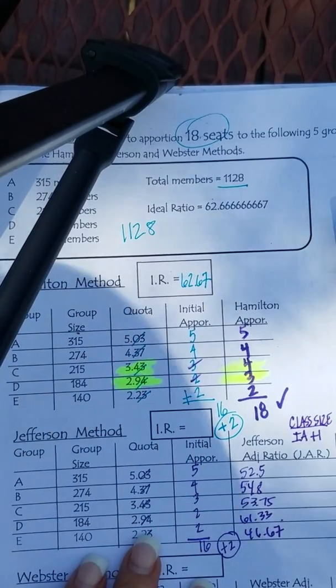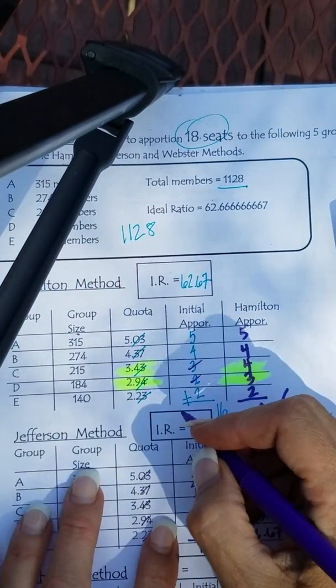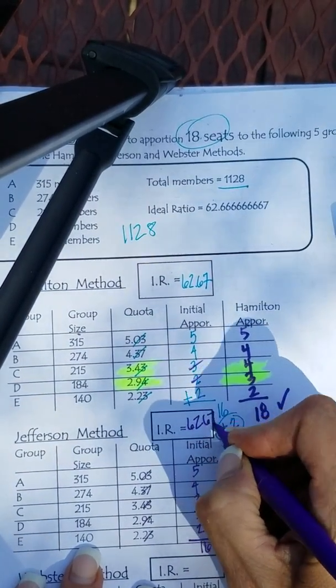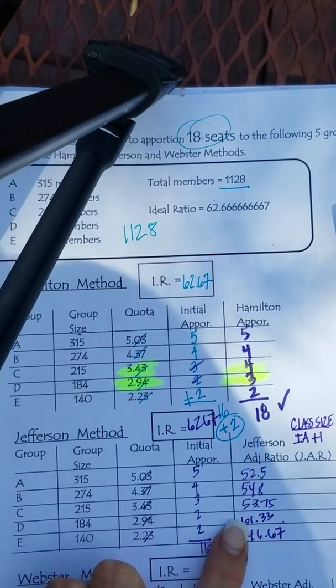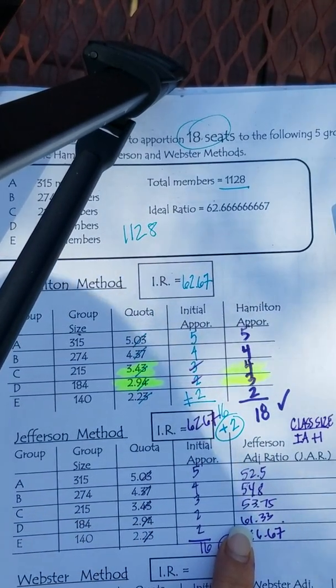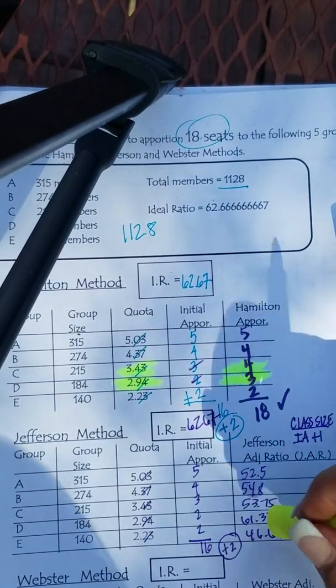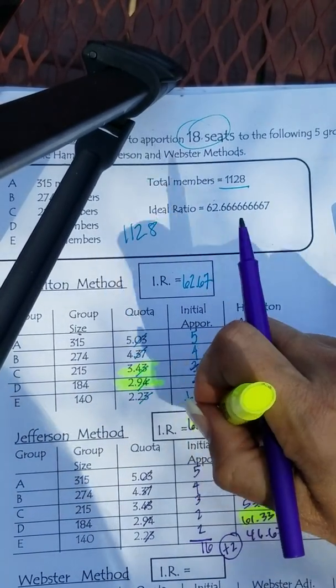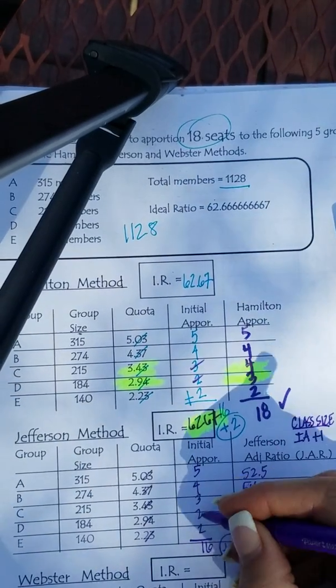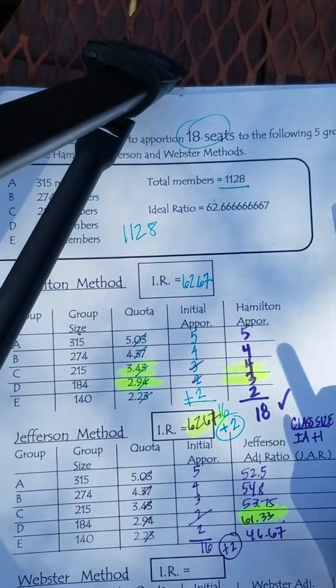We are trying to find the ideal ratio, which everybody was the same size at 62.67. So whoever it's closest to is the group that we're going to give the first extra seat to. So you could see in this instance that the 61.33 is closest to 62.67. So they'll be the first group that I give the extra seat to.